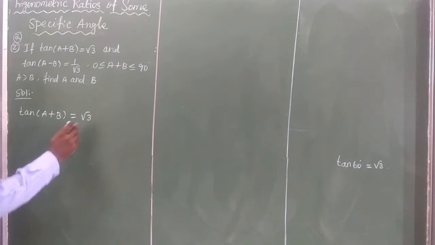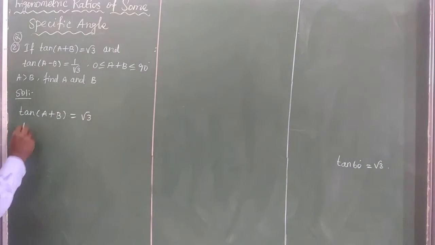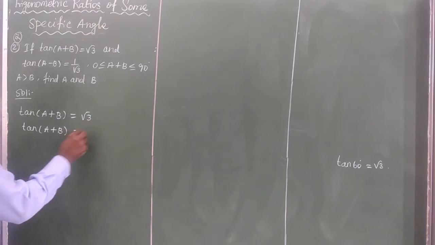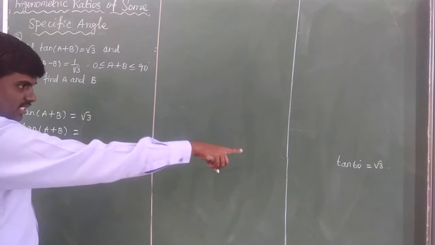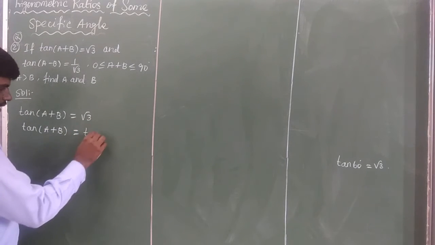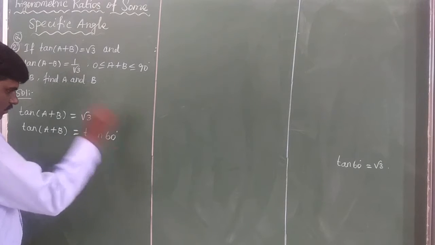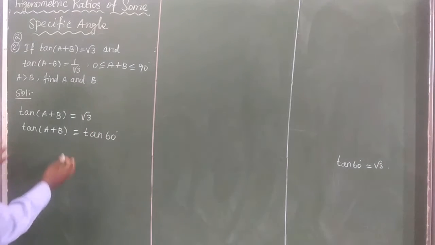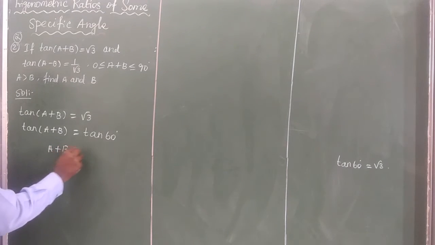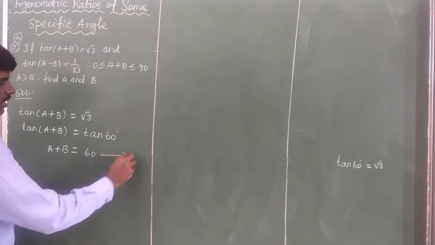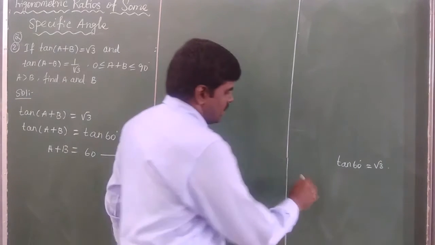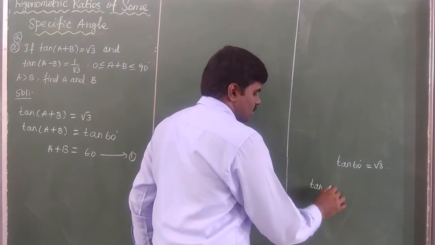So here I will change the √3. Tan(a + b) is equal to tan 60 degree, as the value is √3. Here I will change the √3 to tan 60. Is that clear? So the tans will be removed. What is remaining? a + b is equal to 60 degree. So simply, equation 1. Actually the meaning is tan(a + b) is equal to 60 degree.